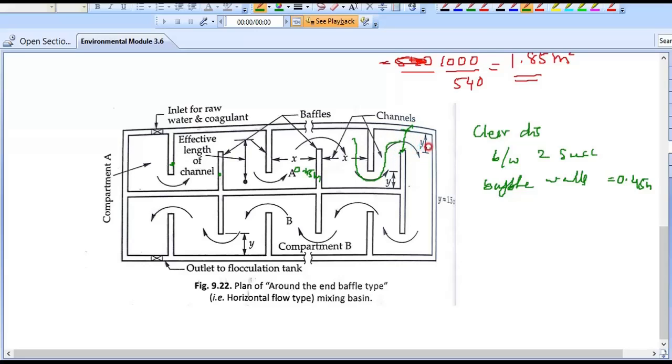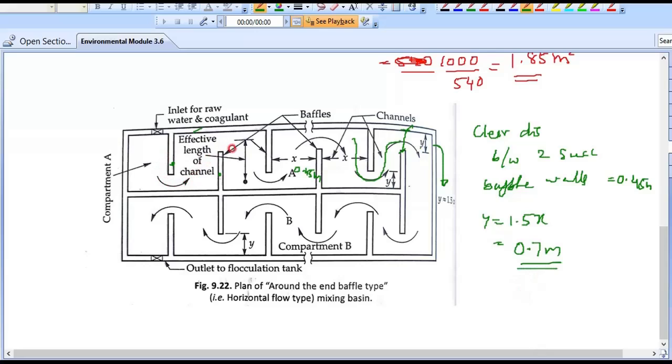Now see here, when that water comes here and it goes like this, and this distance is y, and the y is how much? Y is 1.5 times x. Therefore, this y will be equal to 1.5 times x, that is 1.5 into 0.45, that is 0.67. We will round it up to 0.7 meter. Okay, now 0.7 meter, we got it.